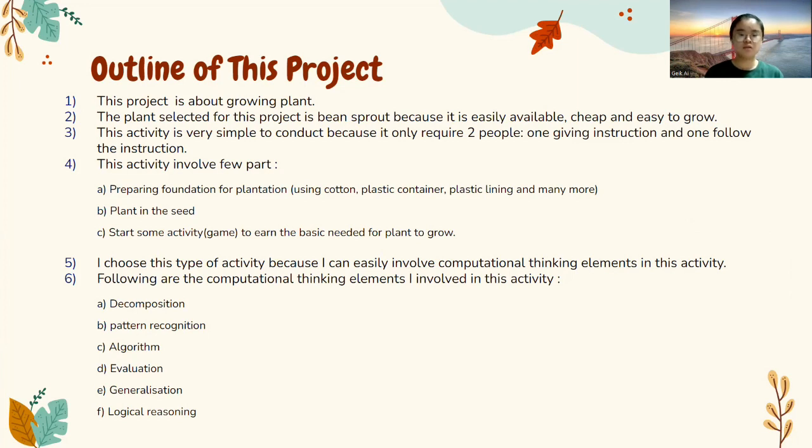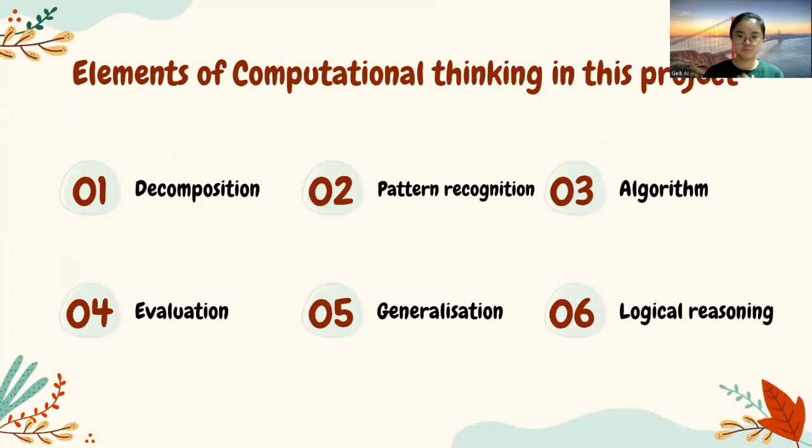The second part is planting the seed, and the third part is starting some activity, for example, a game to learn the basic needs for a plant to grow. I chose this type of activity because I can easily involve computational thinking elements in it. There are some elements involved in this activity, for example, decomposition, pattern recognition, algorithm, evaluation, generalization, and also logical reasoning. Now I'm going to go through it one by one.